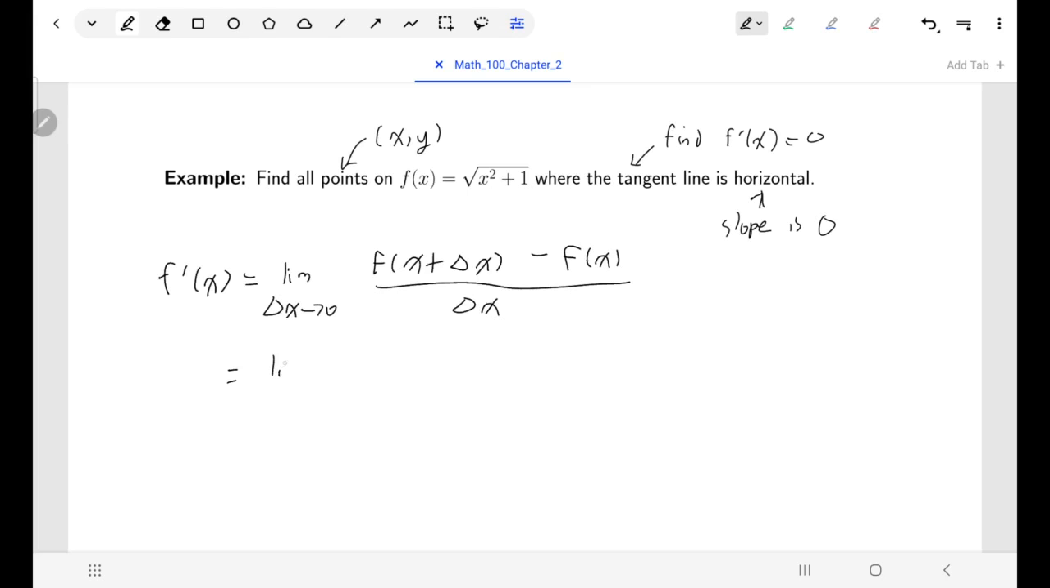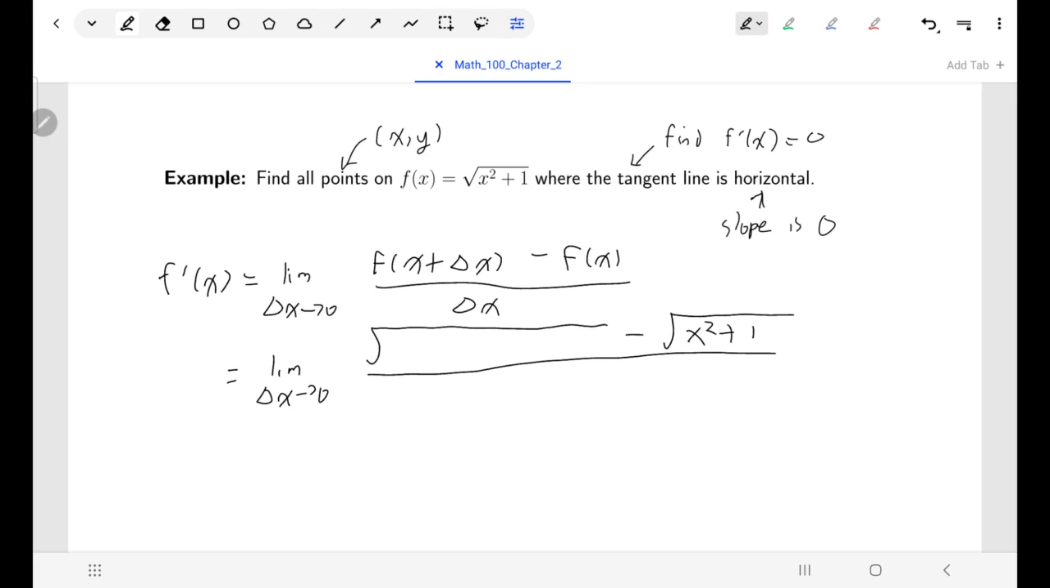And now we'll do the same sort of thing that we did before, which is f of x, that's my original function as given, square root of x squared plus 1. F of x plus delta x, that's me replacing the x's with x plus delta x in the original function. So instead of x squared, I'd have x plus delta x, squared.